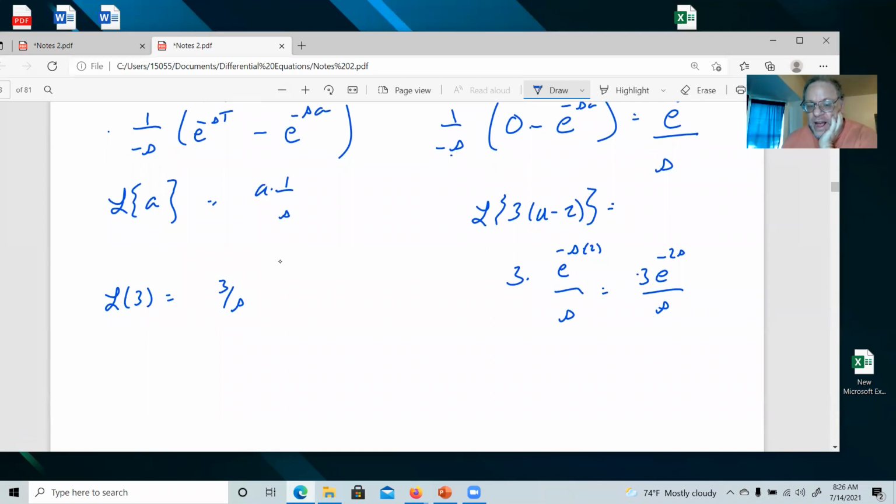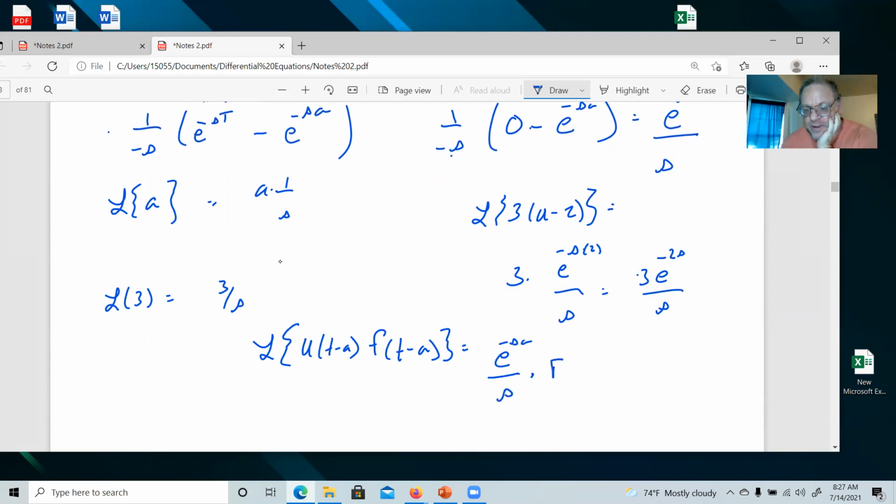So if you have the Laplace transform of u of t minus a times f of t minus a, that's going to be e to the negative sa over s times f of s. All right. Maybe we should do a function, just to have an example for it.